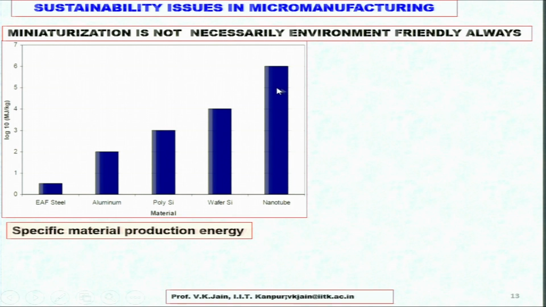They are nano in size. So miniaturization doesn't mean that they are consuming less energy. Here you can see as the size is decreasing, the energy consumption is increasing substantially. Minimum size, nano size, and that is taking maximum energy, while in case of steel etc., these are normally macro size or meso size, they are taking least energy per kg production.